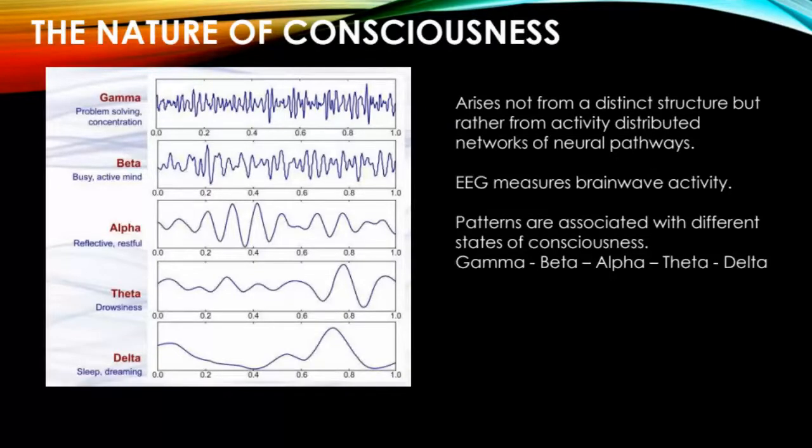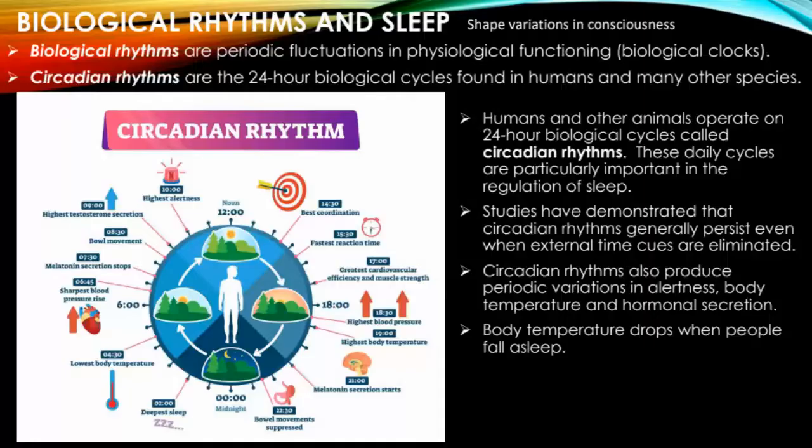So that's what consciousness is. It's arising from those electrical neural pathways in the brain that are measured in order to look at conscious activity. And a lot of consciousness studies come from studying sleep, which we will come to. So when we think about what happens in our consciousness, let's talk about what they call biological rhythms, and we're going to talk about circadian rhythms, and we're going to talk about sleep.